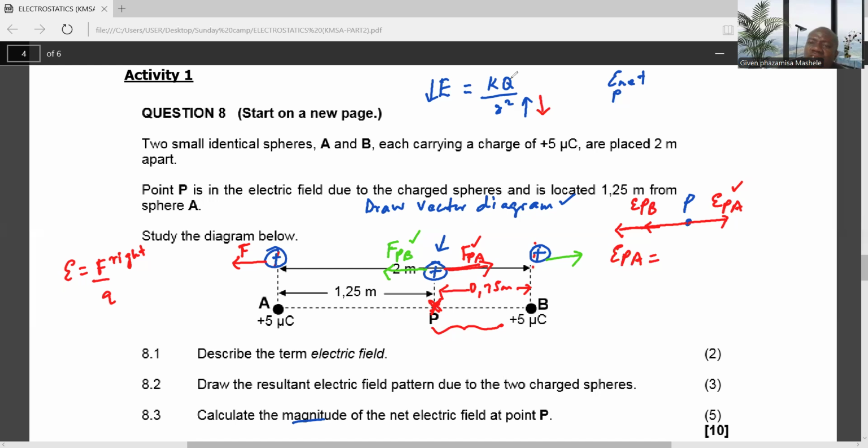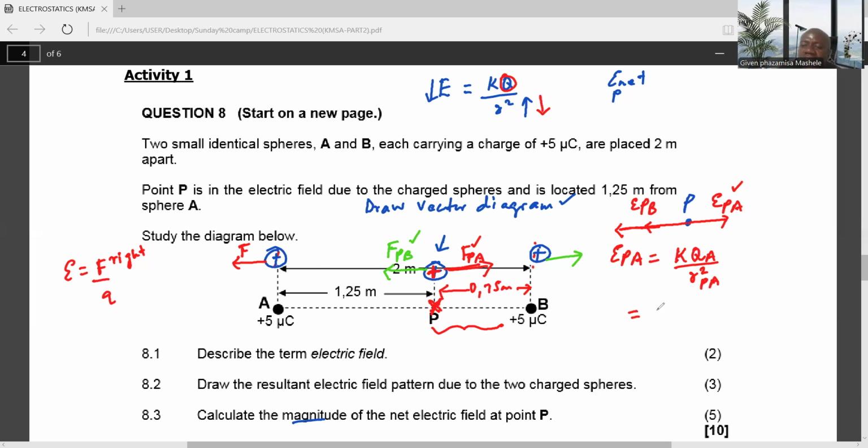Remember, this one uses the source charge. We do not use the test charge. Since at point P there is just a test charge, due to A we're going to calculate using the charge on A. So it's going to be K Q on A over R squared, where R is the distance between P and A. So we're going to calculate the electric field at P due to A.